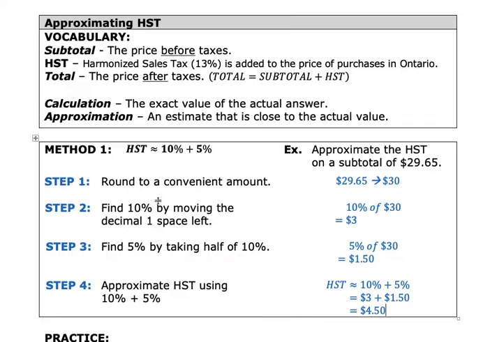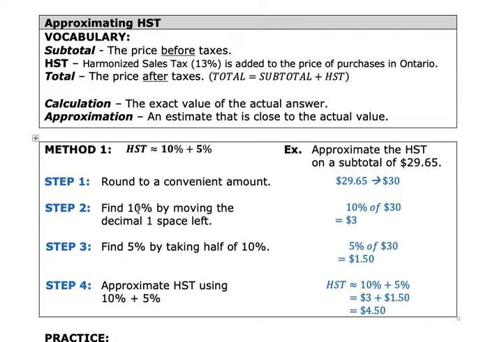Step 2. Find 10% by moving the decimal one space left. So our convenient number, 30, we can move our decimal one space left. That's the same as finding 10% of the number. So that's 3.0. And since we're talking about money, that's 3.00. And that can just be written as $3.